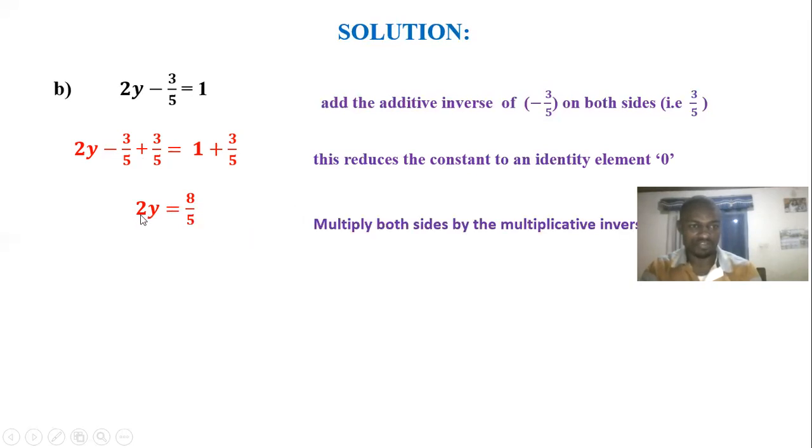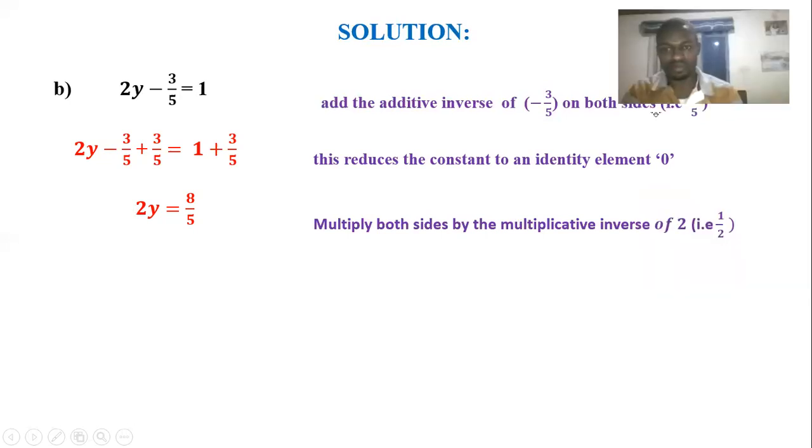Now we need to remove the coefficient of y. And again, we said to remove the coefficient of y, we multiply both sides by the multiplicative inverse of 2. And what is the multiplicative inverse of 2? 1 over 2. So we multiply both sides by 1 over 2. 1 over 2 times 2y is equal to 1 over 2 times 8 over 5.